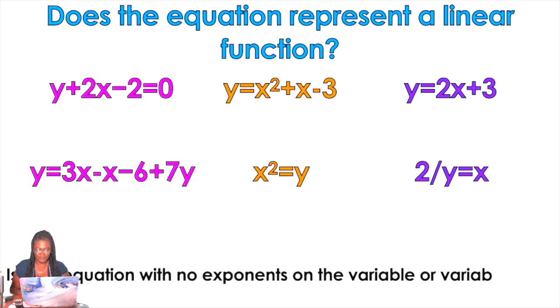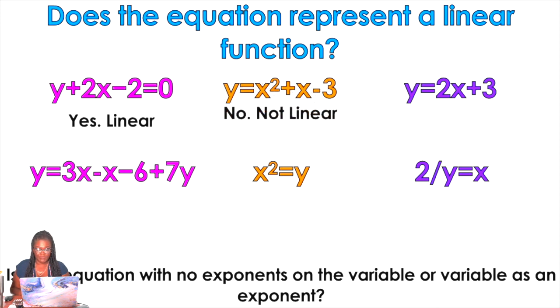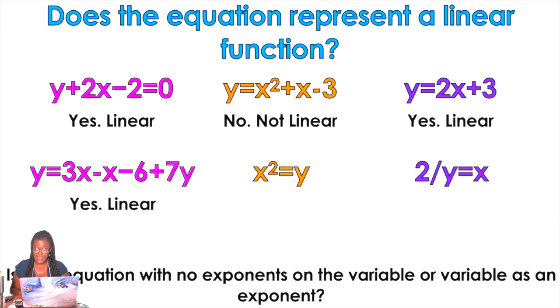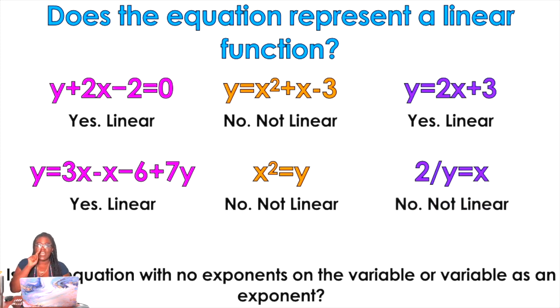All right, is it an equation with no exponents on the variable or a variable as an exponent? Yes, this first one is linear. No, because exponent of 2, not linear. Yes, this one is linear. Yes, this one is linear. No, not linear because it has an exponent. No, not linear. You also cannot have variables in a denominator. I should probably add that to the definition. So I tried to trick you on that one, sorry. Gotcha.